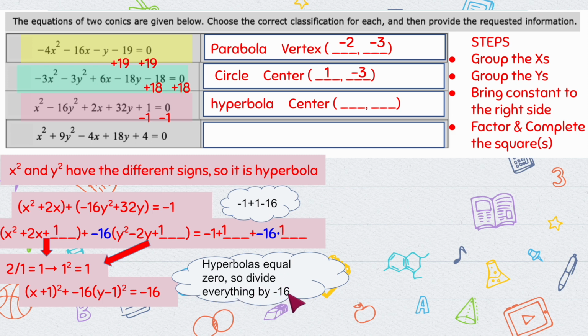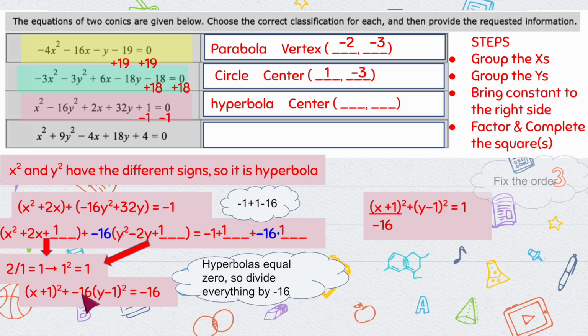So divide everything by negative 16. And I also don't want this coefficient. So I'm going to divide by 16. So you have it over here. So I have x plus 1 squared over negative 16. Because there was nothing here to cancel it, it was over negative 16. The negative 16 cancels from the y term, and the negative 16 divided by negative 16 gave me 1, which is what that should be.